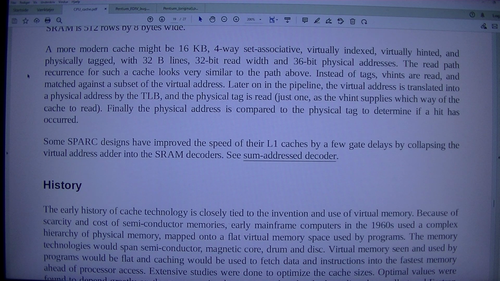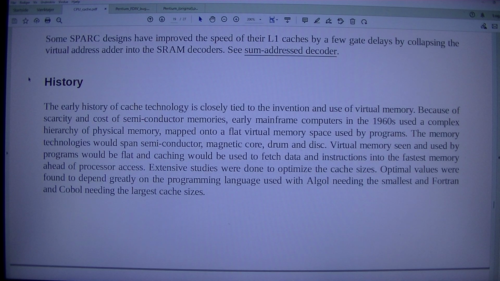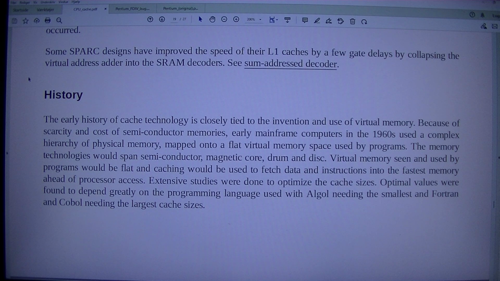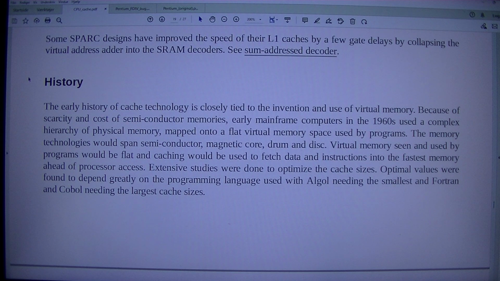Some SPARC designs have improved the speed of their L1 caches by a few gate delays by collapsing the virtual address adder into the SRAM decoders. See SRAM address decoder. History.